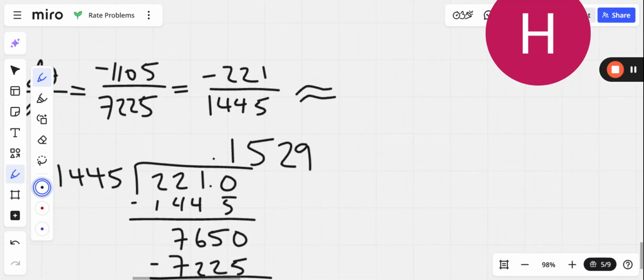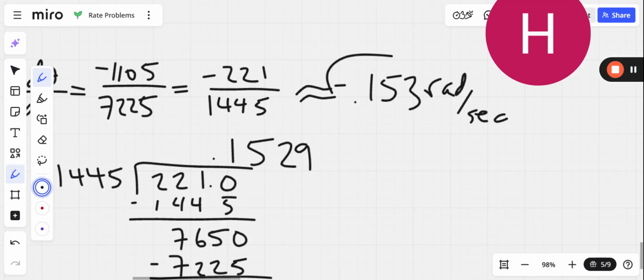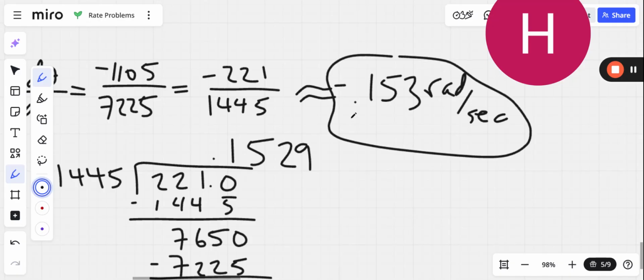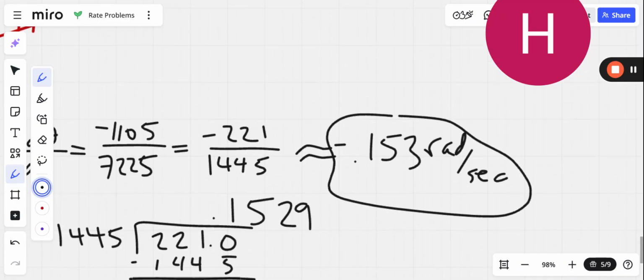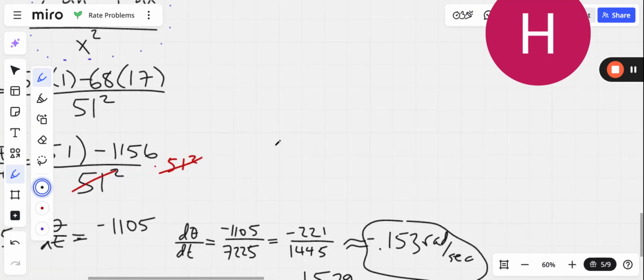So if you want to say it's approximately 0.153 radians per second, and that is a negative because this angle is, of course, decreasing, that would be correct. Presume I didn't make any calculation errors, which is totally possible. You know, I'm not perfect. All right, that gives you an idea of how to solve this related rates problem.